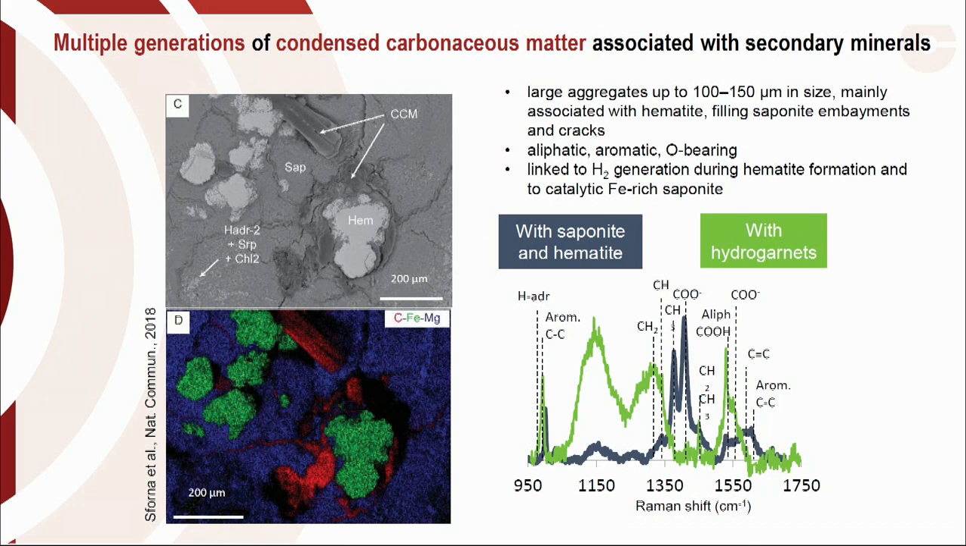So you can see here on the Raman spectra, the blue part shows you that the composition is a little bit different compared to the other generation. So we have aromatic compounds, but a little bit less oxygen. And here it was related to hydrogen generation during the formation of hematite, and likely also supported by the well-known catalytic power of the iron-rich saponites.